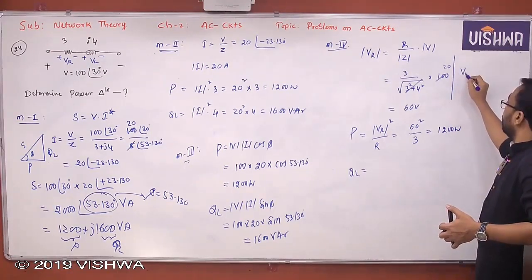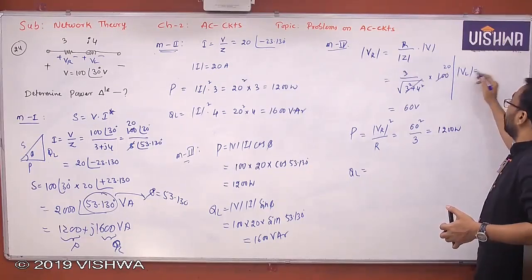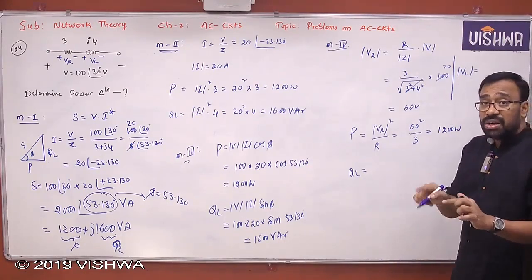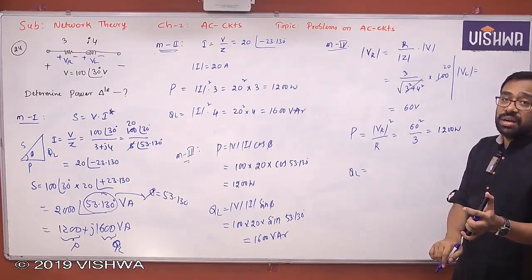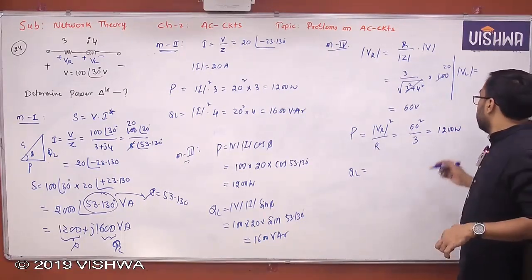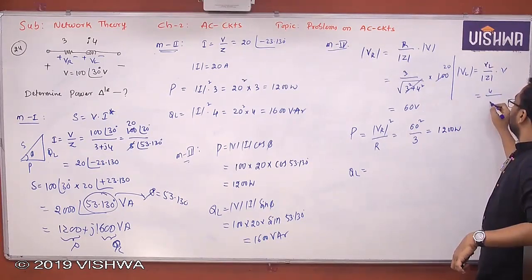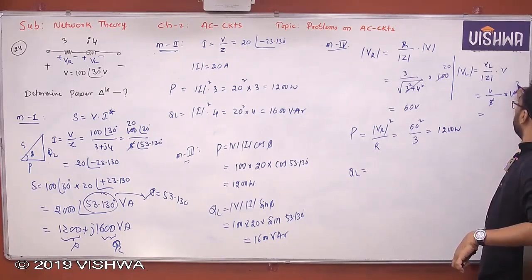So what is VL? Don't take VL is equal to V minus VR. No. VL mod is not equal to V mod minus VR, right? Magnitude you cannot deal like that. So again you need to find XL by magnitude Z into V. Finally you got 4 by 5 into 100, so you got 80 volt.